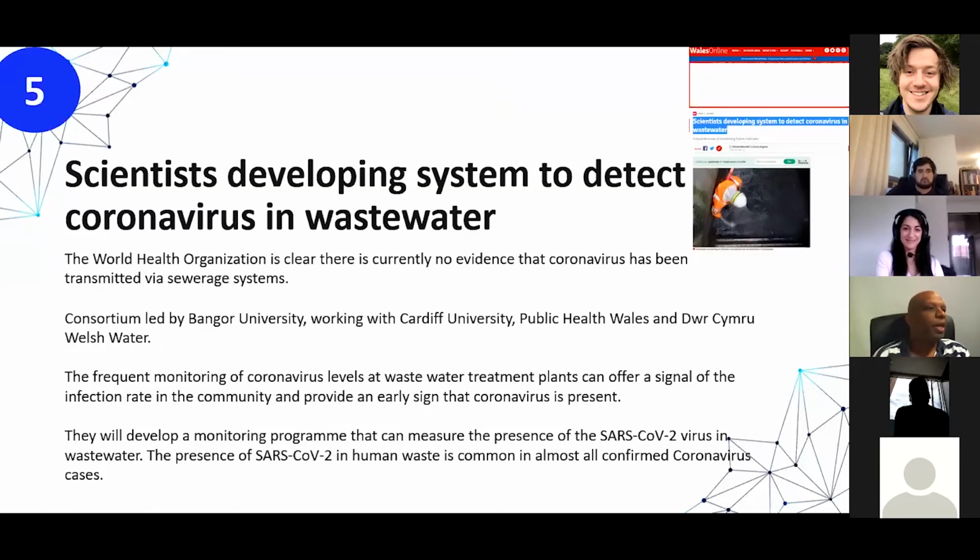Yeah, good. Okay, so the next one, and while I read this, I just couldn't believe this. This is amazing. So this is a project which is being funded by government at the moment, and the consortium which has got the funding is led by Bangor University and is working with Cardiff University, Public Health, and Dŵr Cymru. And this is about identifying RNA of coronavirus, so that's the SARS-CoV-2 virus in wastewater. So it's basically human waste. So from the poo, they can identify.